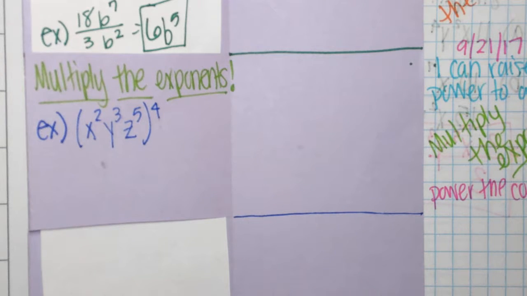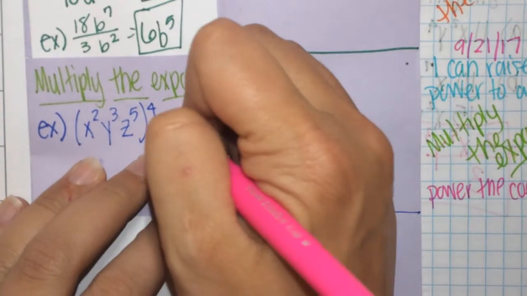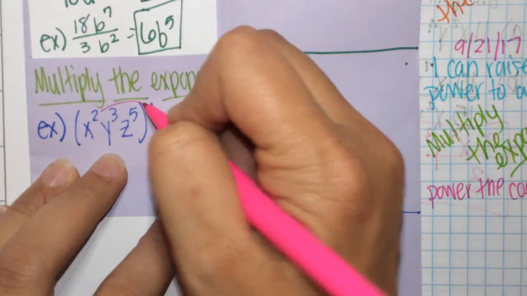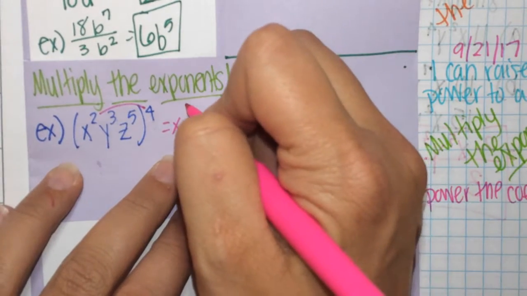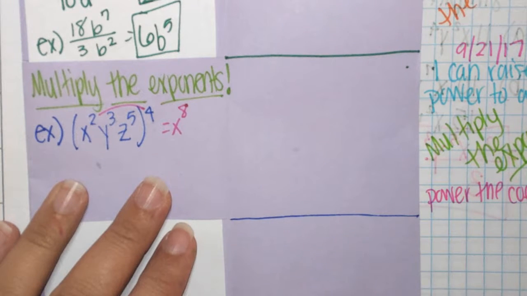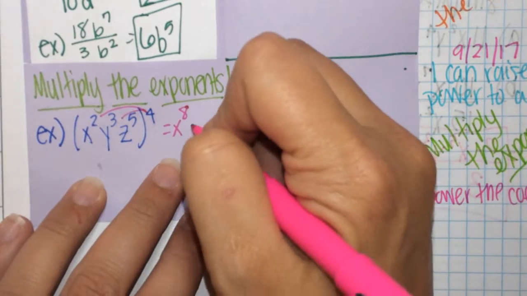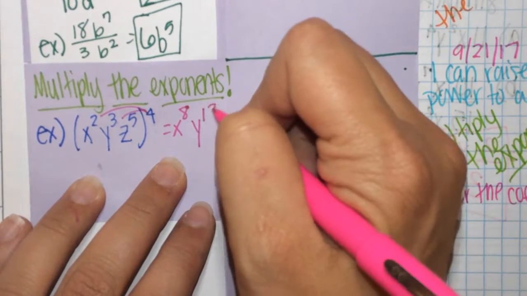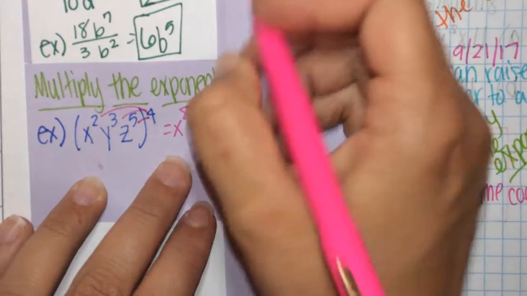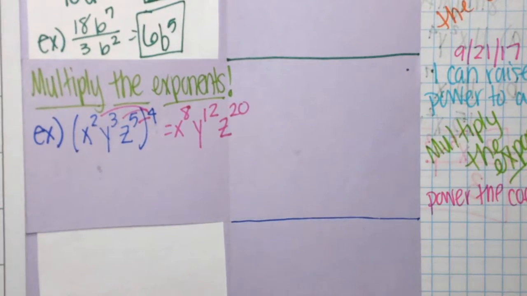You multiply 4 times each of these exponents. So for your x, you'll do 2 times 4, which is 8. 2 times 4 is 8. Okay. Then you're going to multiply 3 times 4, which is? Then you're going to multiply 5 times 4, which is? Fantastic.